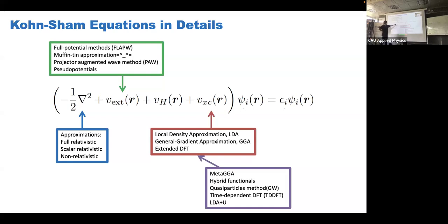Then how we approximate this external potential. The external potential is the potential of the nuclei from the Born-Oppenheimer approximation.